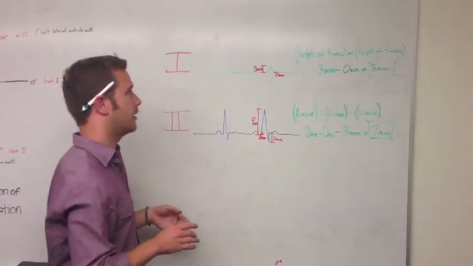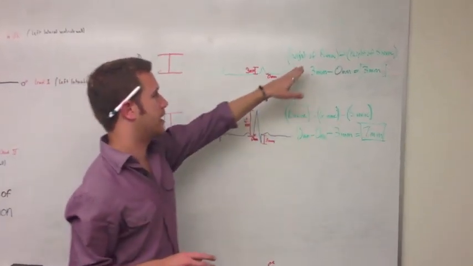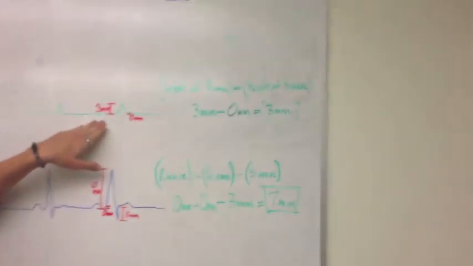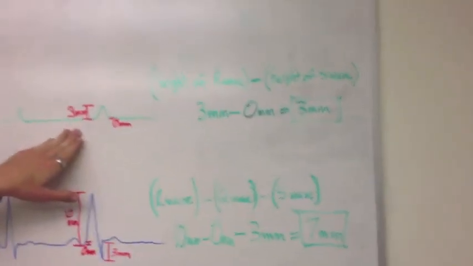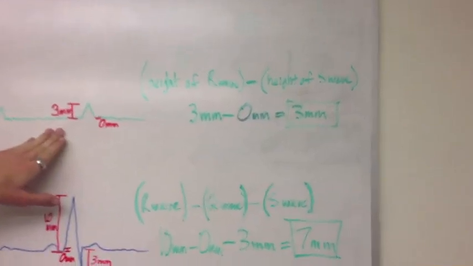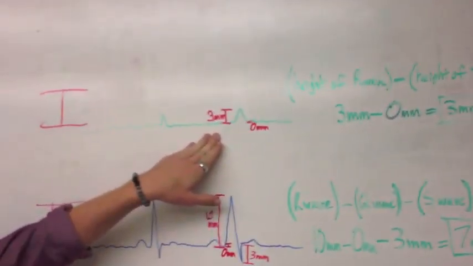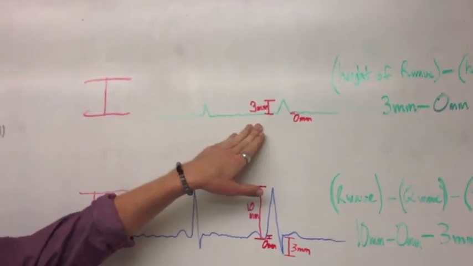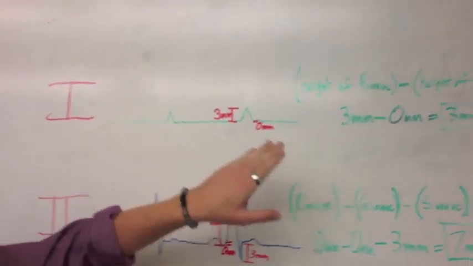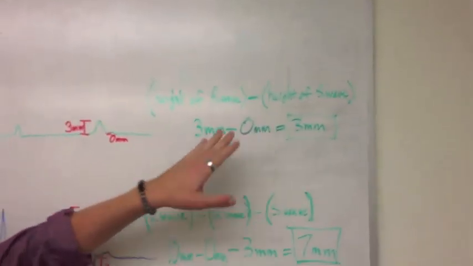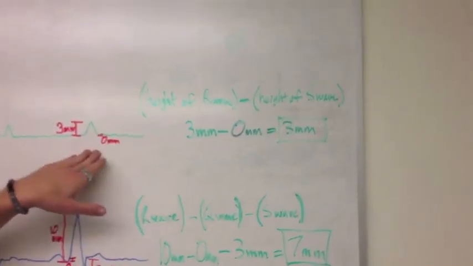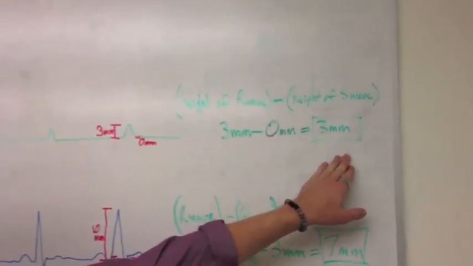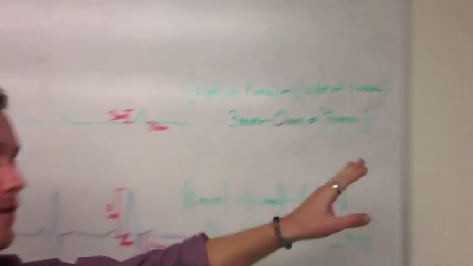So for lead 1, the height of our R wave is, we're saying, roughly 3 millimeters. When this is printed out on grid paper, it'll be more exact and easier to determine. All I have to do is count the different squares that are printed on the paper. And for our S wave, which would be our negative wave, in this case we have 0 millimeters. So we take the difference and we get 3 millimeters. That's going to be our first coordinate for our mean electrical axis.